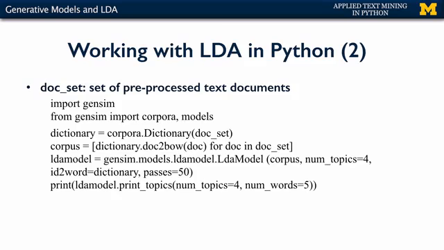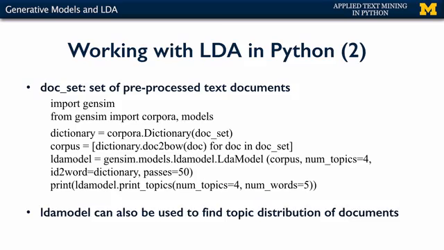But once you have defined this LDA model, you can then use it to print the topics. So in this particular case, we learned 4 topics, and you can say, give me the top 5 words of these 4 topics, and then it will print that out for you. LDA model can also be used to find topic distributions of documents. So when you have a new document and you apply the LDA model on it, so you infer it, you can say what was the topic distribution across these 4 topics for that new document.